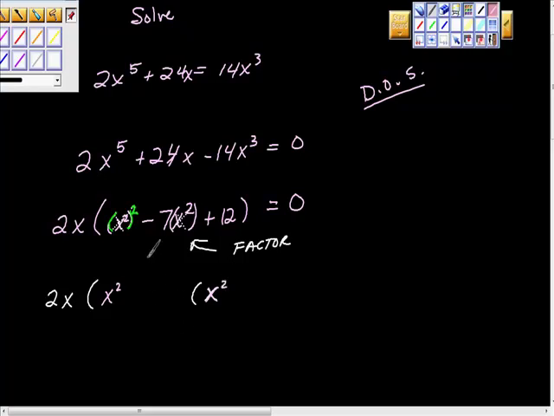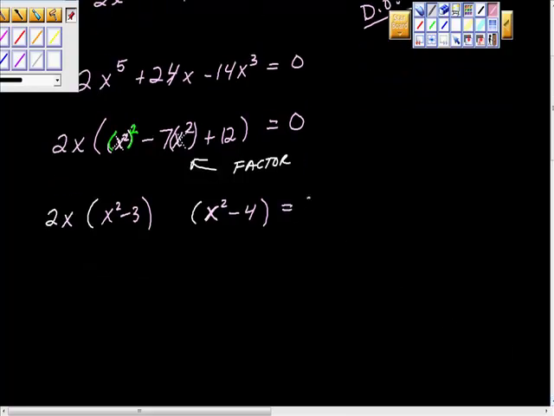Now, the same game we play all the time with factoring in Algebra 1. I need two numbers. When I multiply the two numbers, I get positive 12, but when I add those same two numbers, I get negative 7. And those numbers are negative 3, aren't they? And negative 4. Right? Remember, we're solving this, so it has to go to 0.